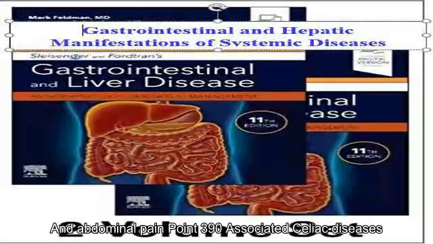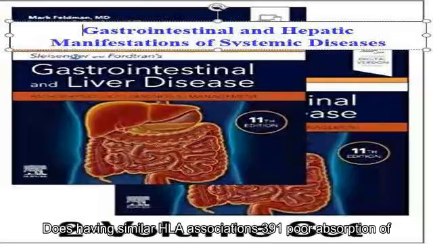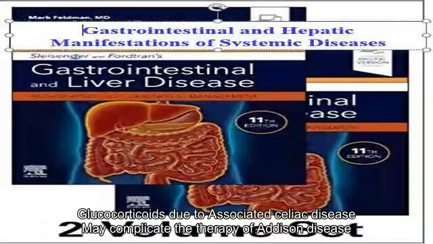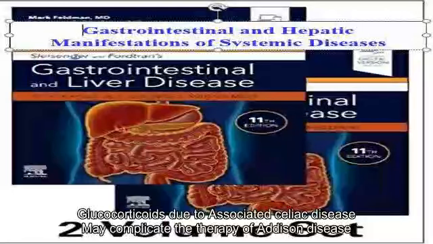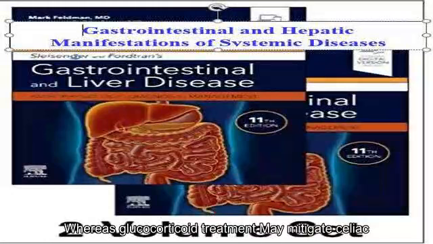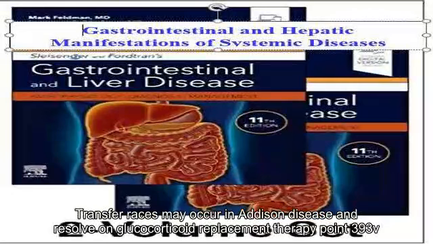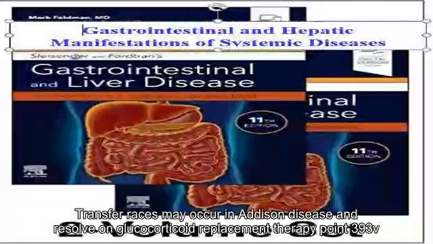390 Associated celiac disease is described in 8% to 12% of patients, with both diseases having similar HLA associations. 391 Poor absorption of glucocorticoids due to associated celiac disease may complicate the therapy of Addison disease, whereas glucocorticoid treatment may mitigate celiac sprue. Atrophic gastritis and pernicious anemia may also be present. 392 Elevated serum aminotransferases may occur in Addison disease and resolve on glucocorticoid replacement therapy.